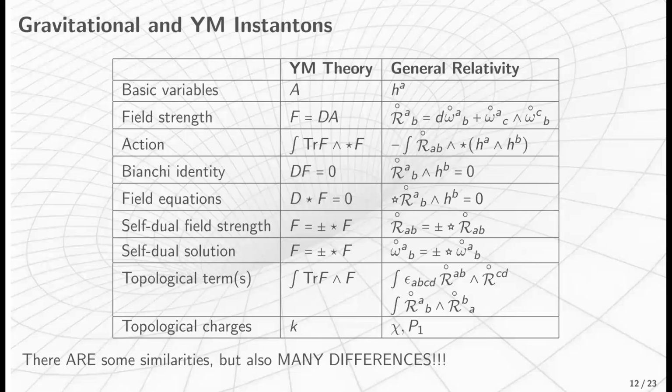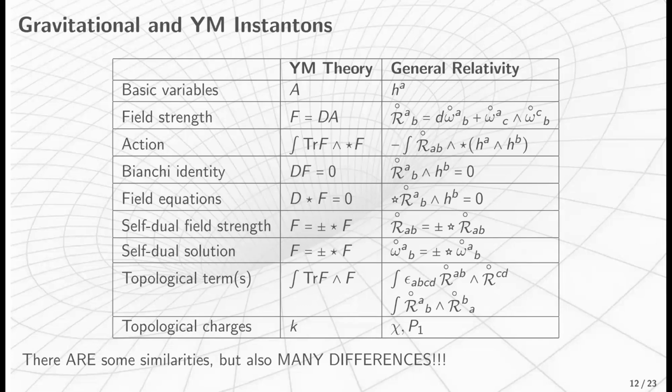So if you start comparing this, there are some similarities. We are comparing Yang-Mills theory and general relativity. Like you have some one forms as basic variables, you have some field strengths. Actions look quite different, but then at least you have this kind of self-dual solutions. So here in the Yang-Mills theory, you have the self-dual solutions, which are self-dual field strengths. Here you have the self-dual connections. That's a quite close analog to what you have in the case of gravity, in the case of general relativity. But there are some big differences.